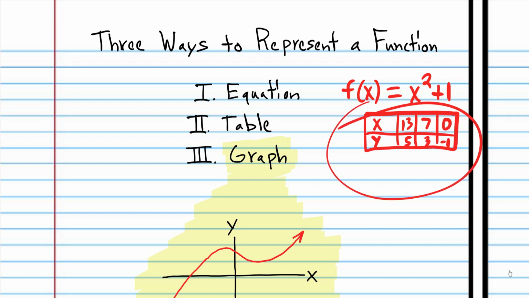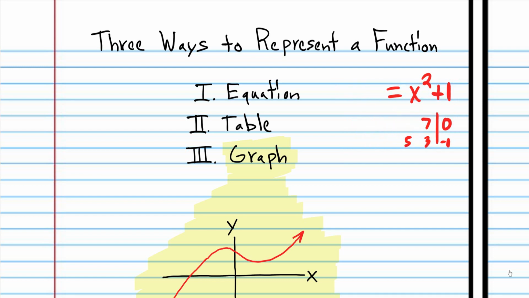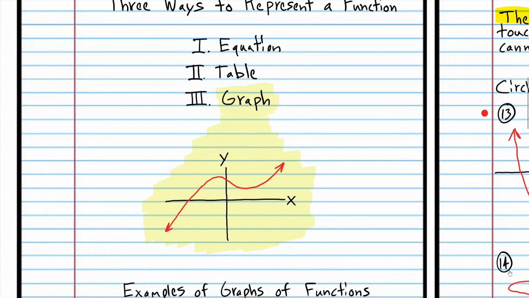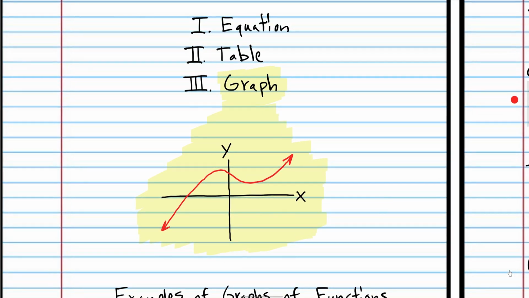You can represent a function with an equation or a table, but the third way to represent a function is with a two-dimensional graph on the xy coordinate system, what we call the rectangular coordinate system. We learned that previously in this course. So the red graph is a representation of a function.